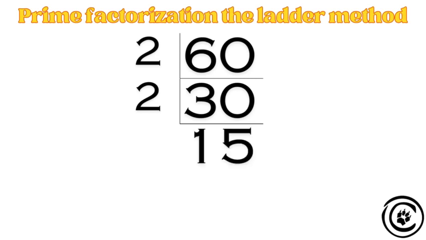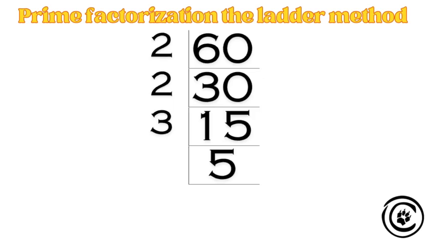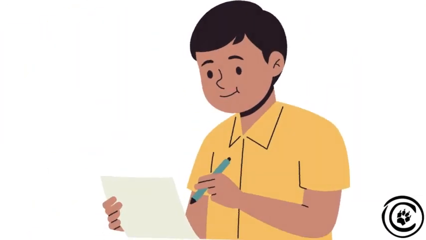Again, repeat the process by dividing 15 by its smallest prime factor, which is 3, and this gives us 5. Once more, repeat the process by dividing 5 by its smallest prime factor, which is 5, and this gives us 1. So now we can stop and write down the answer.